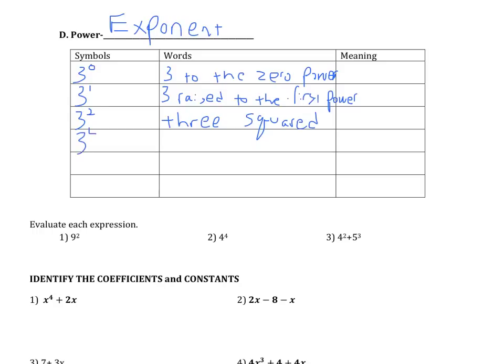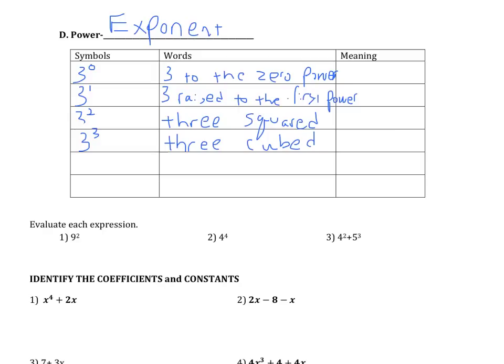How would we say this one? Oops, sorry, that should be a... I don't know if that'll let me erase it or not. Yep. So how do we say this one? Well, we could say 3 raised to the third power, or 3 to the third power, but what's anything raised to the third power? We would say it's 3 cubed. Now, let's go over the meaning of these.